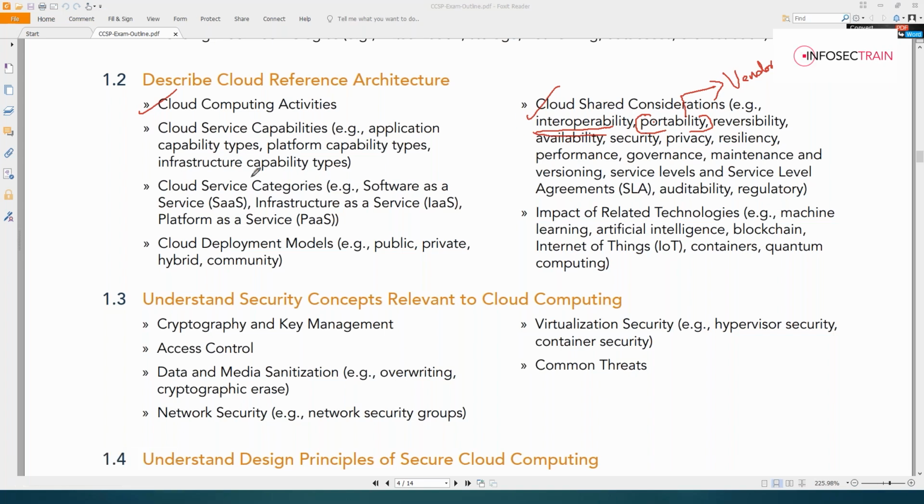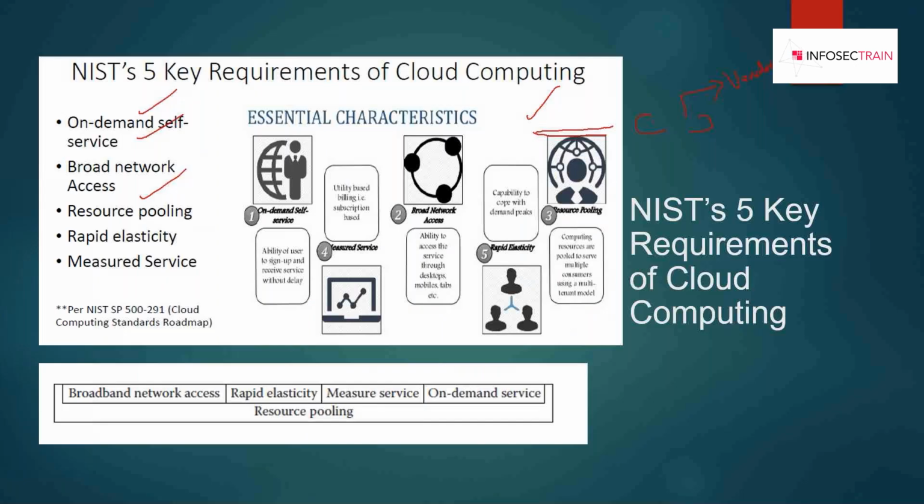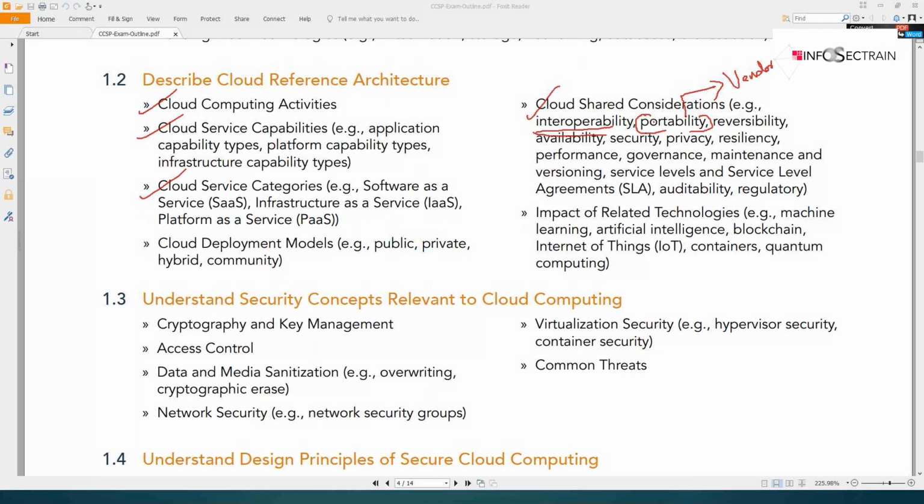Then we have to understand the different cloud service categories, like SaaS, IaaS, and PaaS. Whenever you go to any cloud provider, not only Amazon, any cloud service provider, understand that you have something called cloud services.